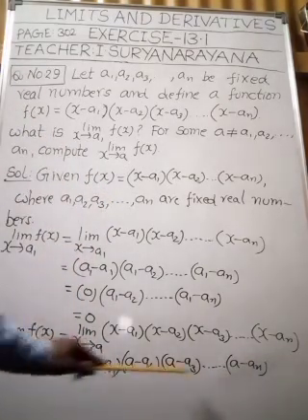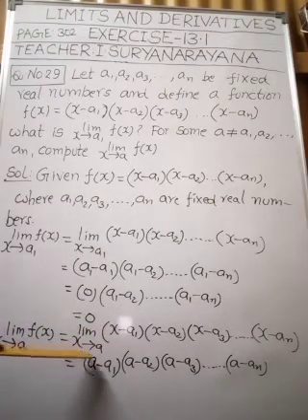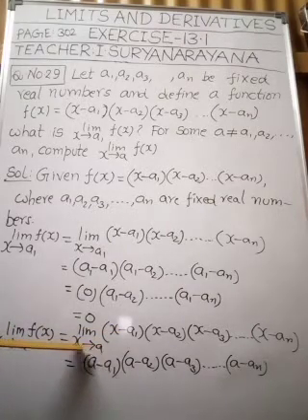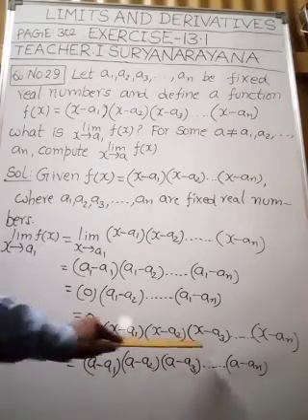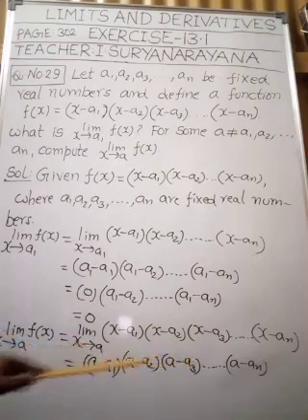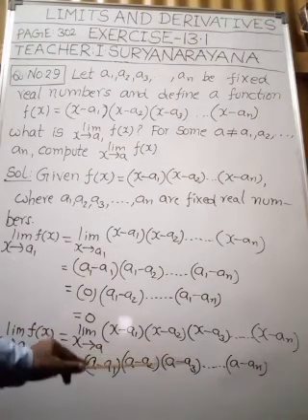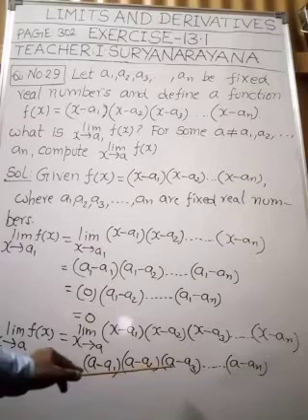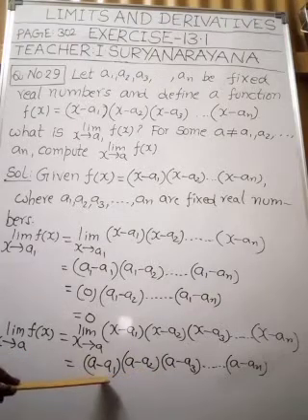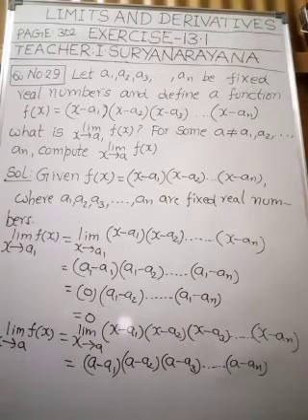Okay, my children, understood this step? I substituted x is equal to a because x is approaching a. I substituted x is equal to a in this function, then we get to this step. Okay, my children, understood this step? That's all. Here no need to simplify these numbers. We can't simplify these numbers. This is nothing but the limit of f of x as x is approaching a.